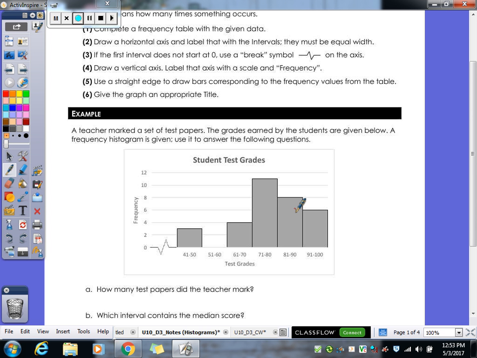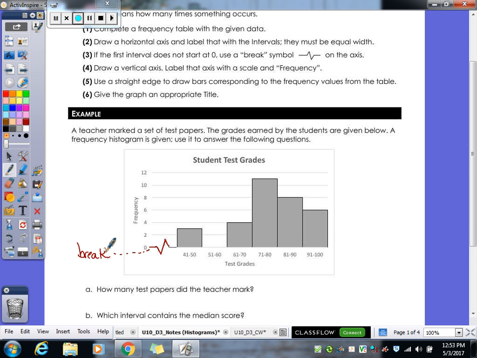Also, like in science, you had this little thing here. I'm going to draw over it. What is that thing called? Anybody know? It's called a break in the graph. A break means that we did not start at 0. Very rarely are you going to start at 0.